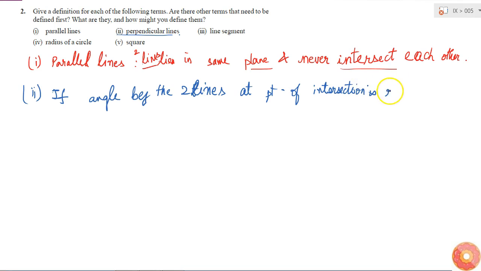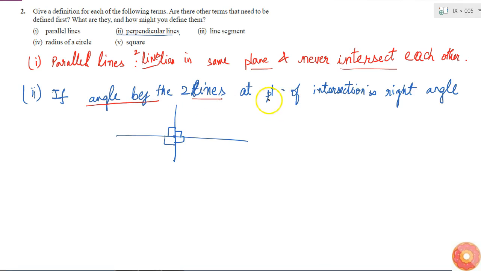So that means if I have one line and I have another line, this is the point of intersection, and the angle made by these two lines at the point of intersection is any one of these four angles. If any one of these four angles is 90 degrees, then we call them perpendicular lines. Okay, so as you can see, here I need to define the terms angle made by the line, what is a line, what is the point of intersection of a line, and what is a right angle. So there are four terms that I need to define.